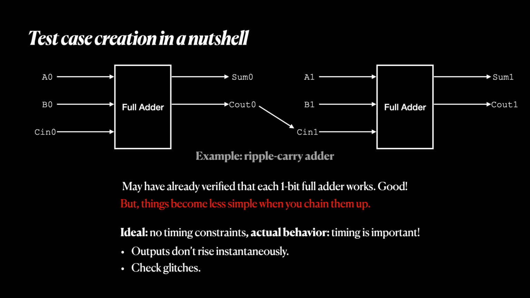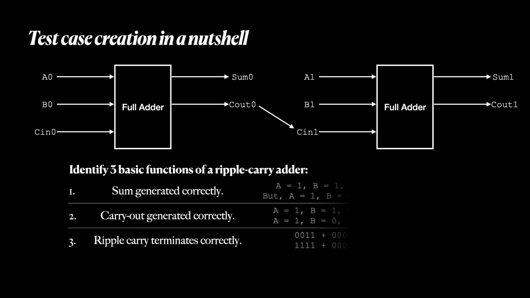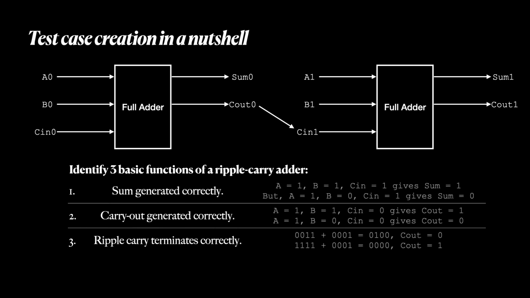So, this is why it's necessary to actually have a test bench that tests the full n-bit adder. But how do we come up with test cases for this overall device? A good place to start is to consider the basic functions of the device under testing, which is, in this case, the ripple carry adder. Three basic functions are the sum generation, the carryout generation, and the termination of the ripple carry bit.